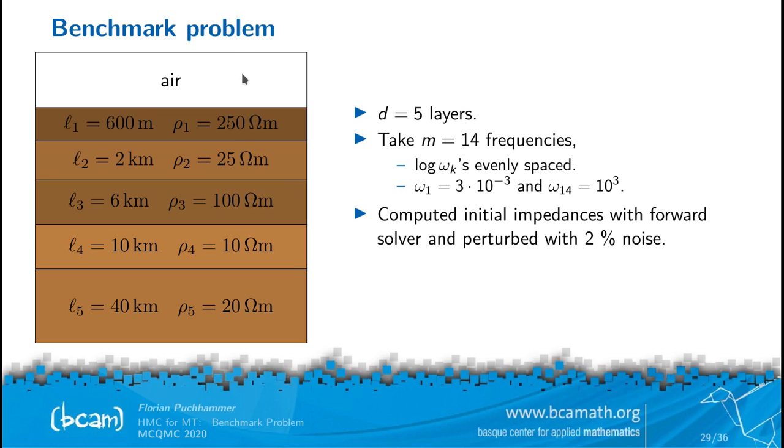So here the top layer, we have air, then we have a very thin resistive layer, then we have a thin conductive layer followed by a mediocrely thick resistive layer, and then we have 2 very conductive layers, which are very huge.